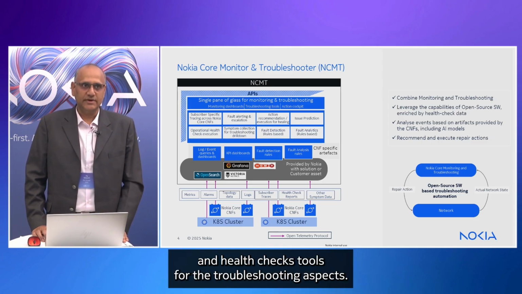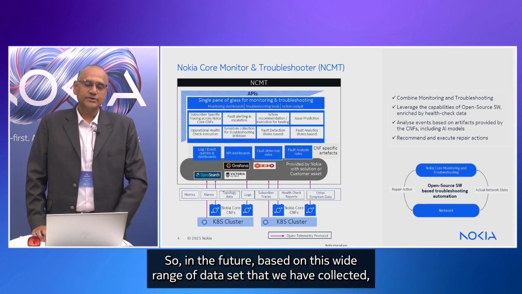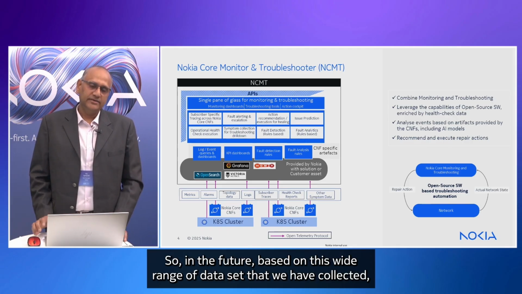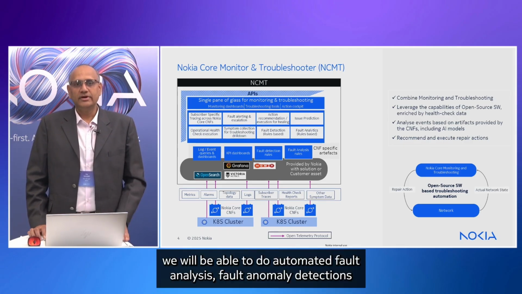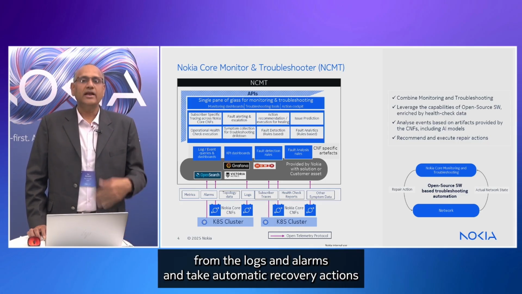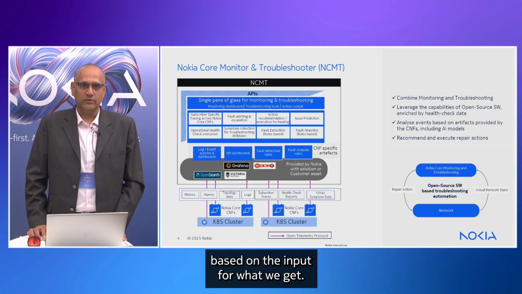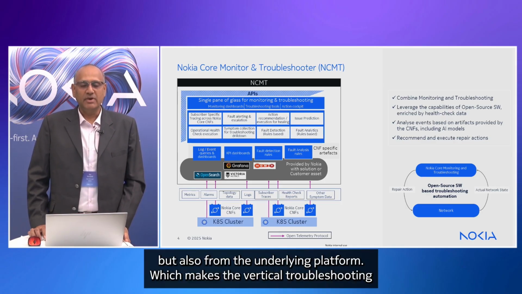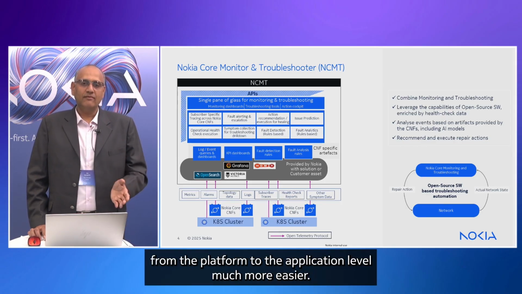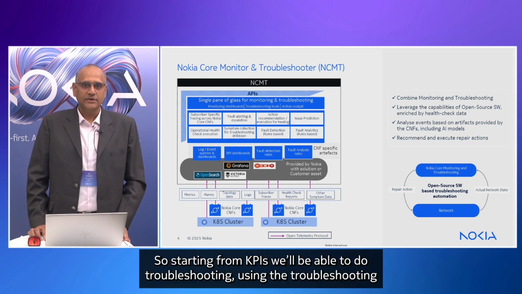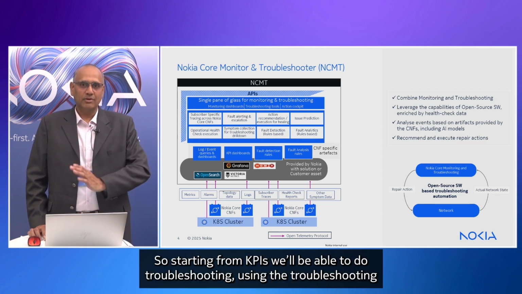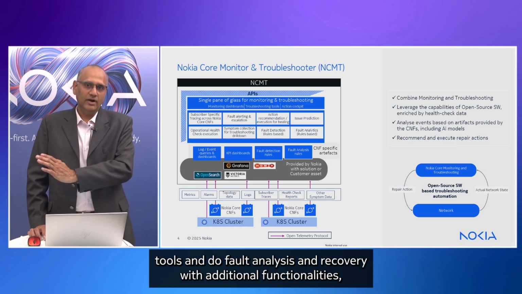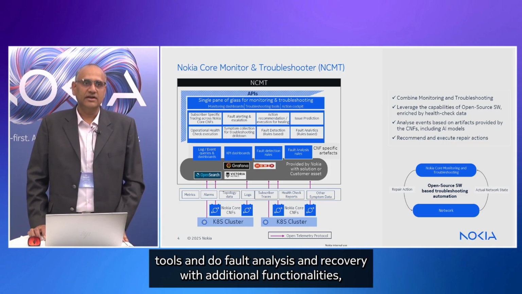for the troubleshooting aspects. So in future, based on this wide range of data set we have collected, we will be able to do automated fault analysis, anomaly detection from the logs and alarms, and take automatic recovery actions based on the inputs we get. NCMT not only collects the data from the CNFs, but also from the underlying platform, which makes vertical troubleshooting from the platform to the application level much easier. So starting from KPIs, you'll be able to do troubleshooting using the troubleshooting tools and do fault analysis and recovery with additional functionalities we have in NCMT.